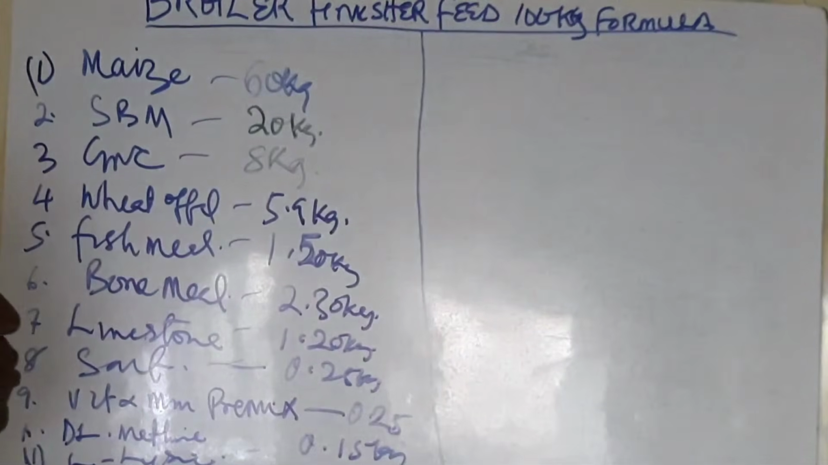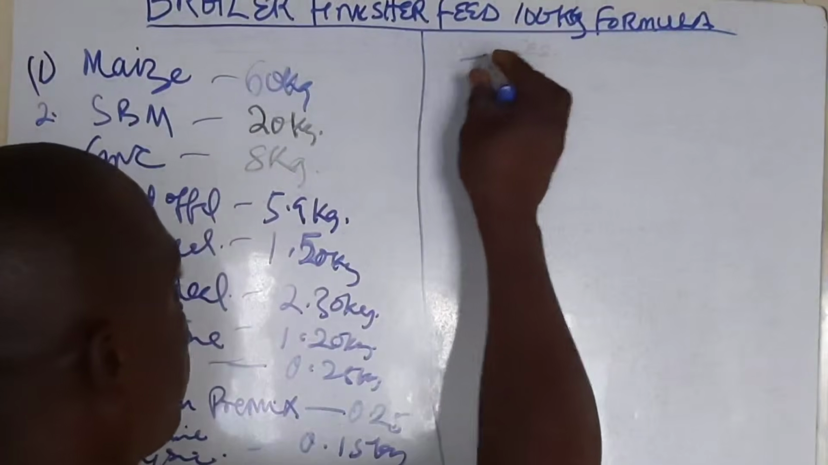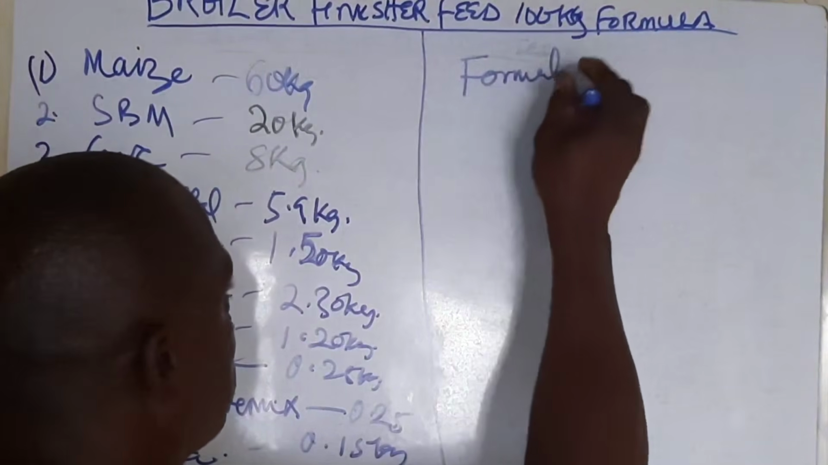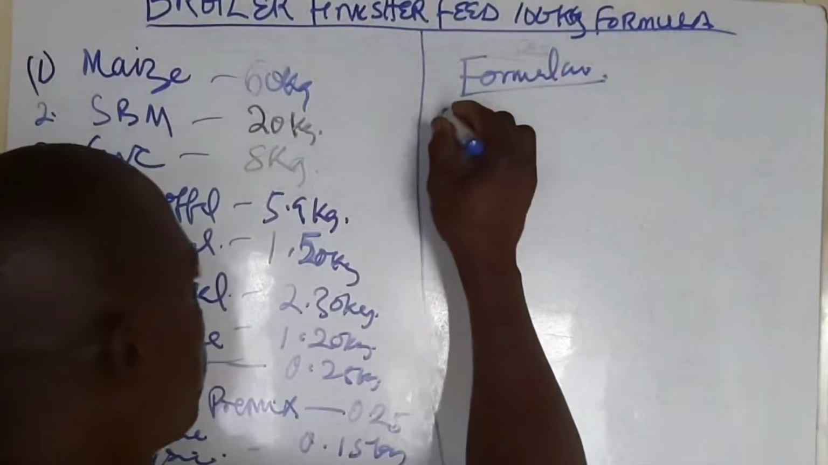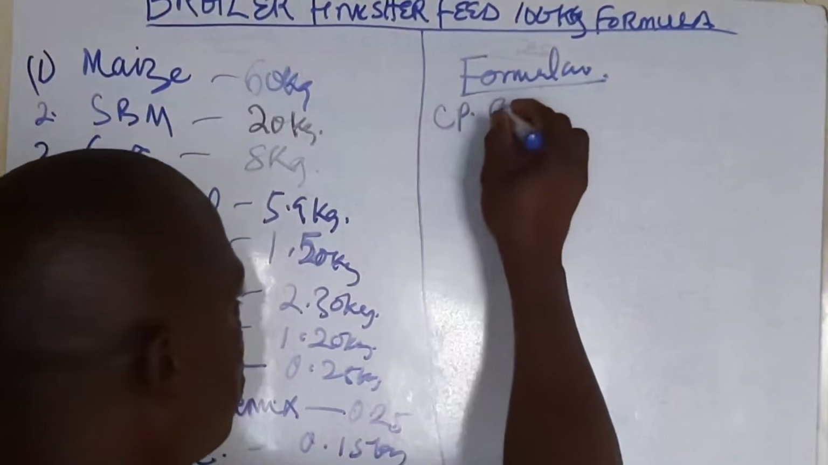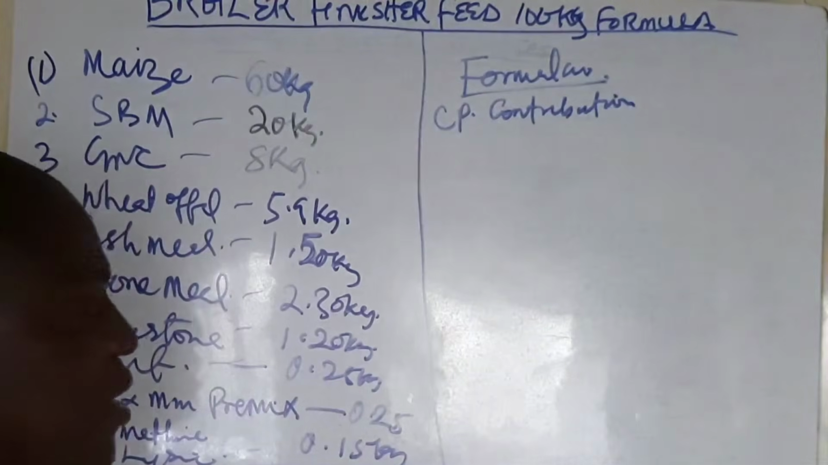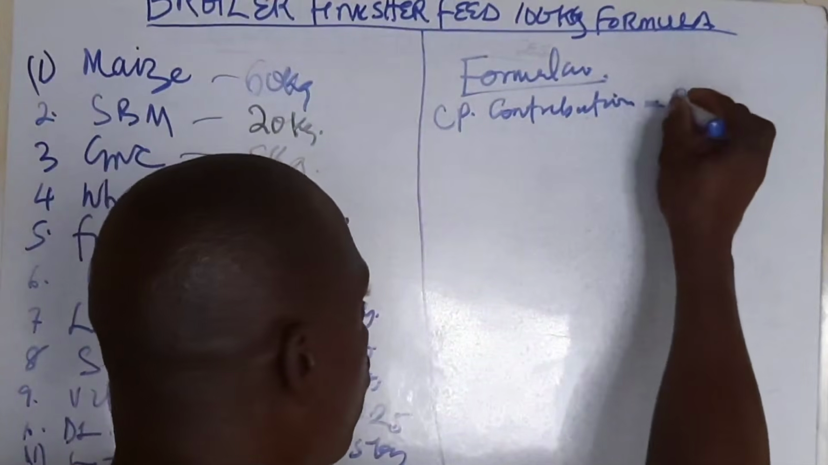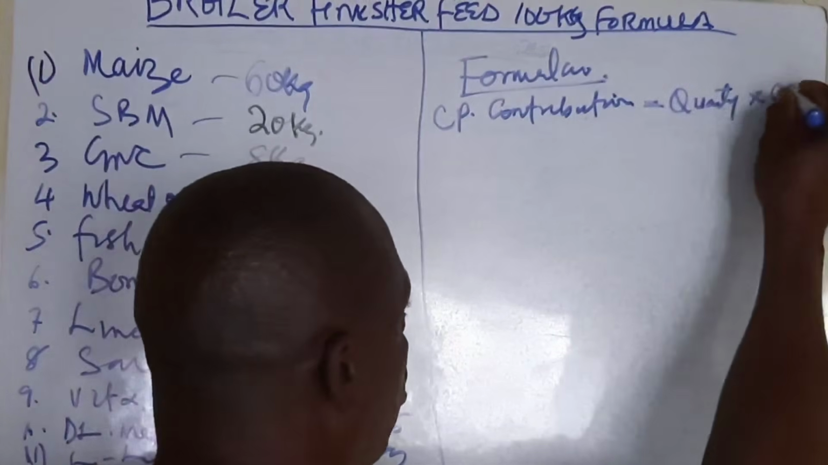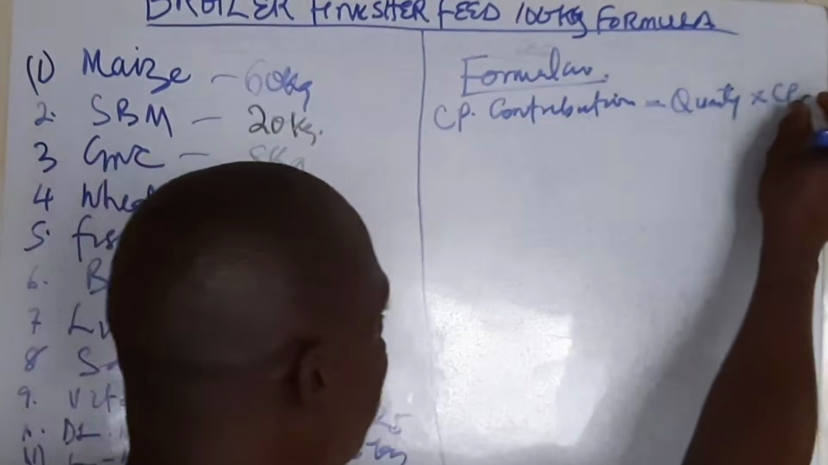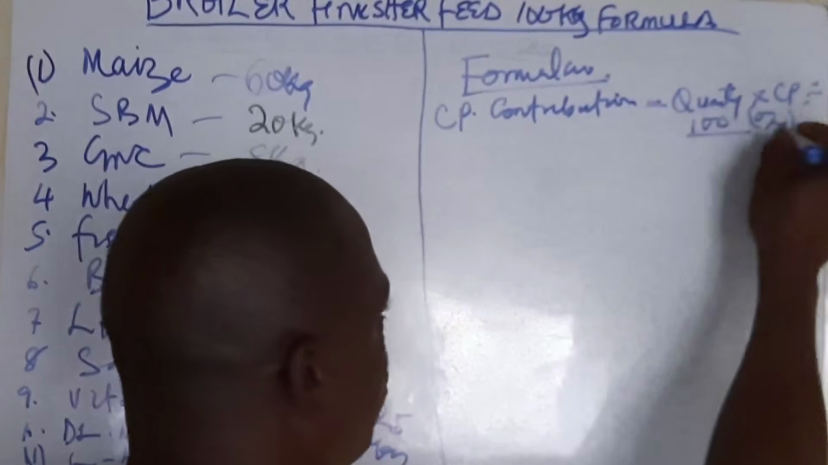Now let's start with this. First, what's the formula now? Formula is CP contribution, that's crude protein contribution. Crude protein contribution of this feed equals quantity times crude protein content of the feed divided by 100. This 100 is because of the percentage. That's why you have this 100 here.